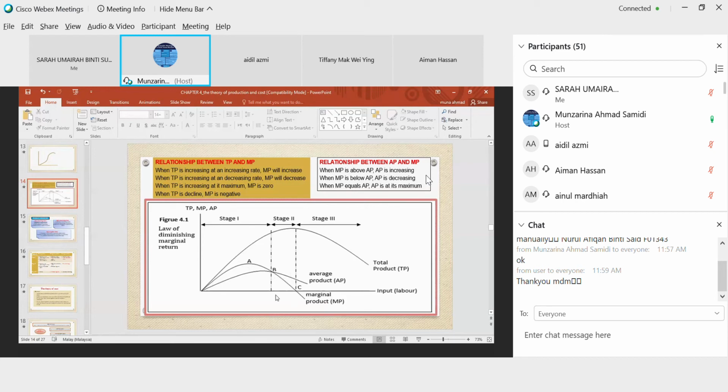Okay, so when your GPA, your marginal, is greater than your CGPA, your average, then your CGPA will increase. When your GPA is lower than your CGPA, it will fall. Okay, so you should remember this relationship between AP and MP. You should also remember the relationship between MP and TP.